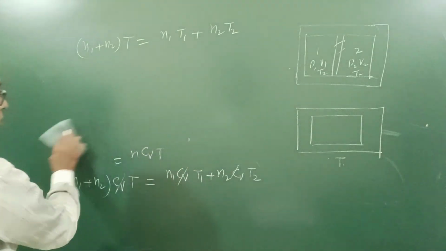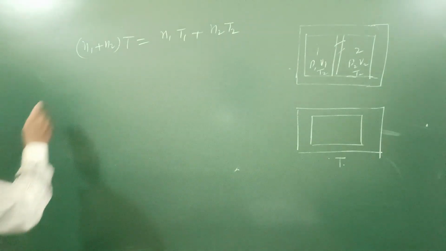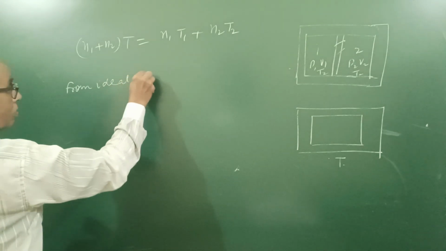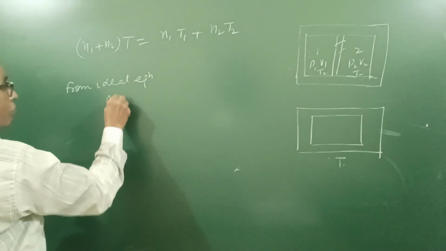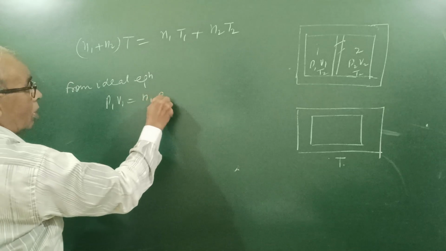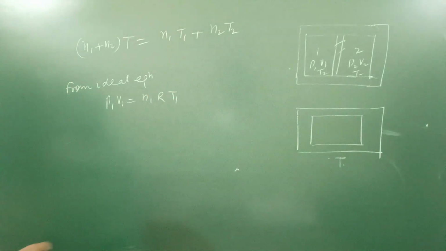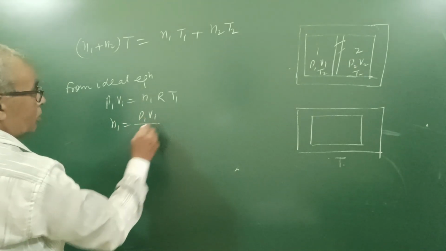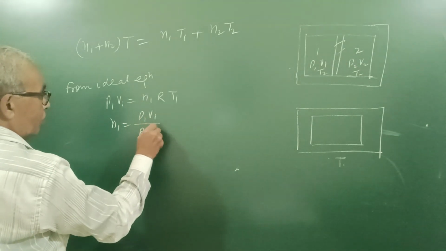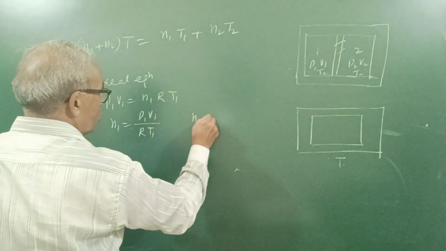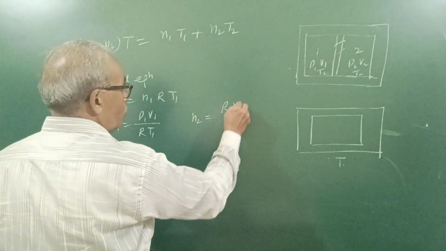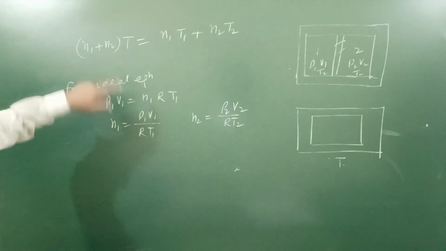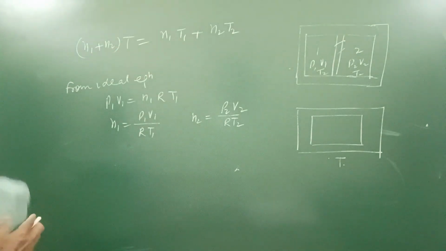From the ideal gas equation, P1 V1 is equal to N1 R T1. So N1 is equal to P1 V1 upon R T1, and hence N2 is equal to P2 V2 upon R T2. So we put all these values of N1 and N2 in this equation.